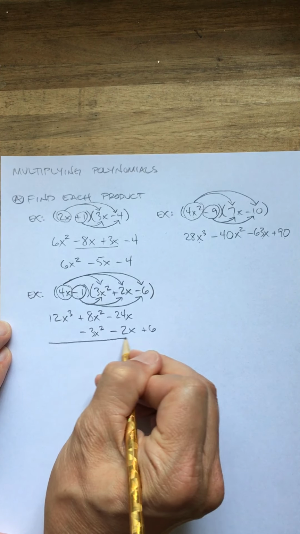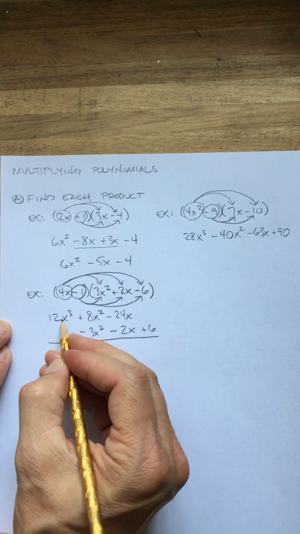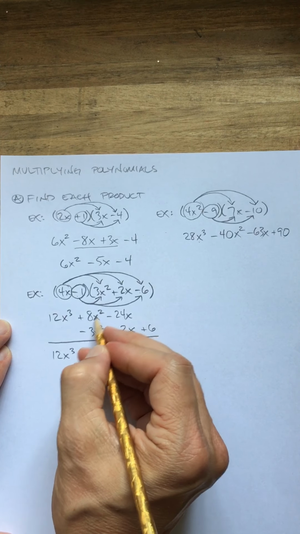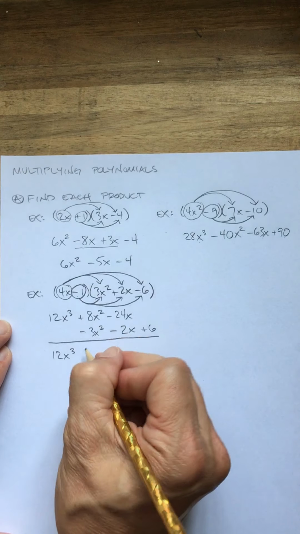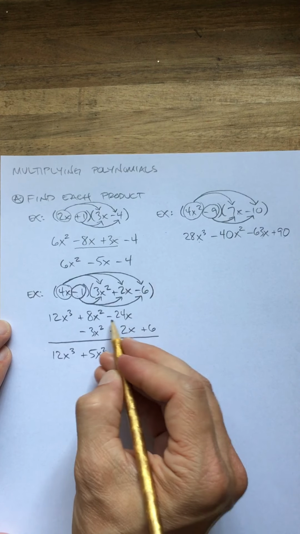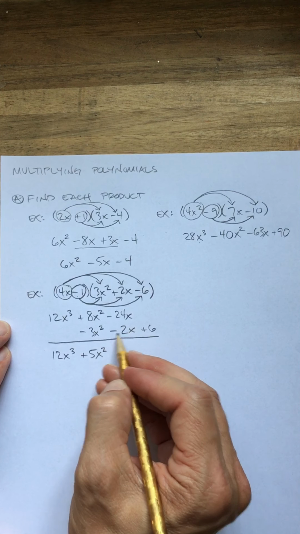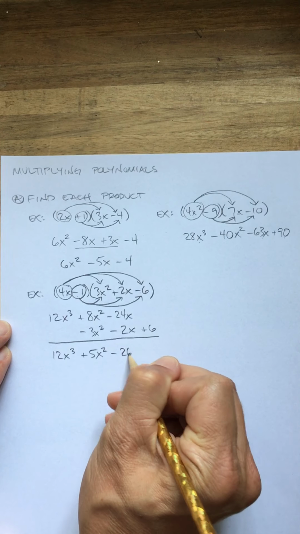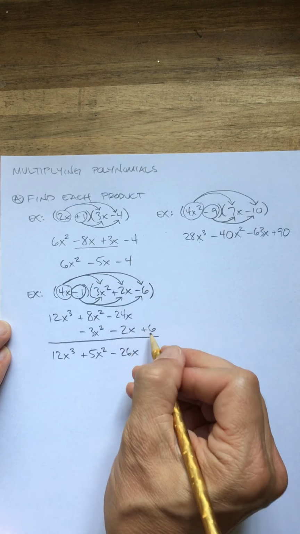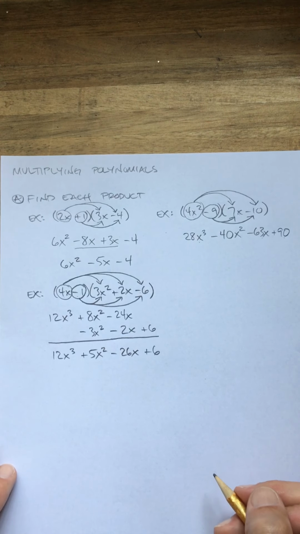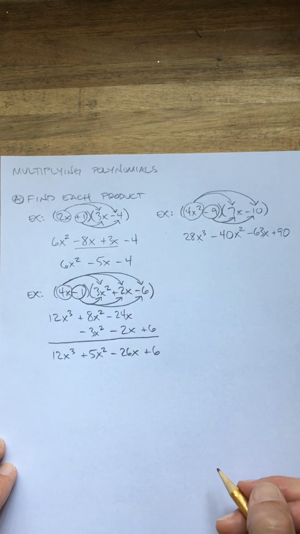And watch this. This is really nice. Okay, we have a 12x cubed, nothing to combine with, so 12x cubed. 8 of the x squareds take away 3 of the x squareds is 5, so plus 5 of those x squareds. We are missing 24x's and missing 2 more x's, so I'm missing altogether 26 of the x's, and then I still have the plus 6 with nothing to combine, so plus 6. Okay, and I'm done there. Okay. All right, so that's how you're going to do those problems.